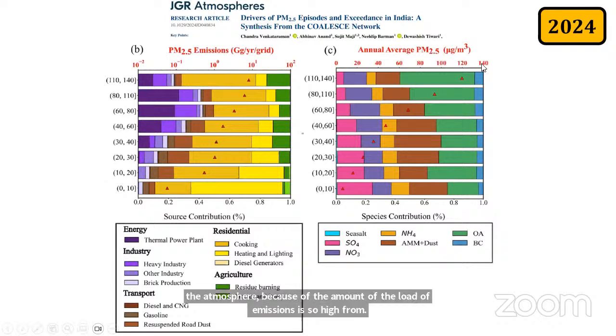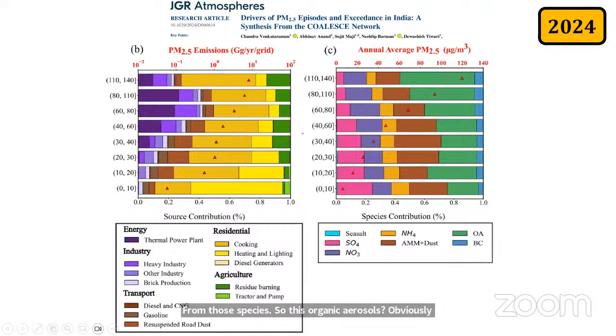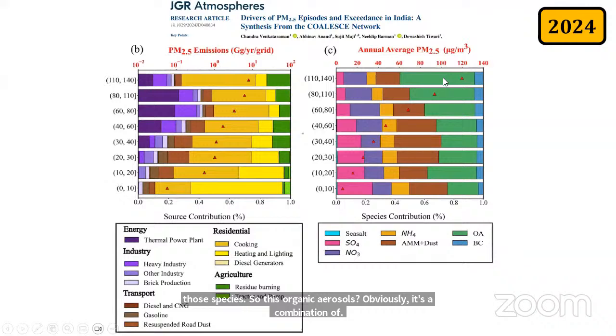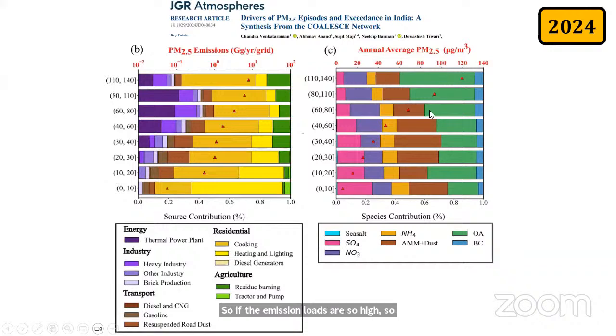So these organic aerosols are obviously a combination of direct organic carbon and secondary organic aerosols. If the emission loads are so high, then obviously these are contributing a lot more in the region. If you try to correlate between these two sectors, cooking and heating are contributing a lot, and this portion, 110 to 140, is pretty much the Indo-Gangetic Plain area. The other regions are basically Central India, and then you have a lot of South and Northeast regions that are at the bottom, where we have a lot more direct emissions impact on the air quality.